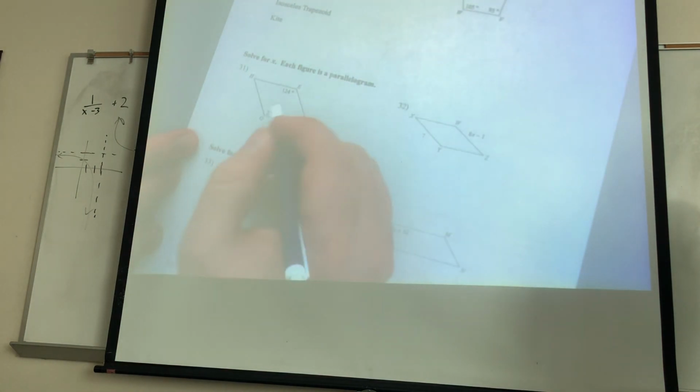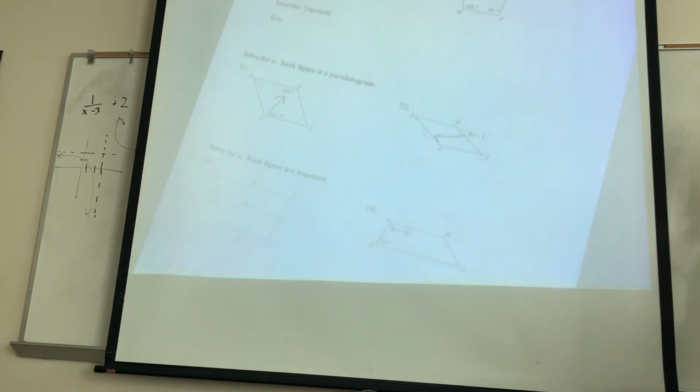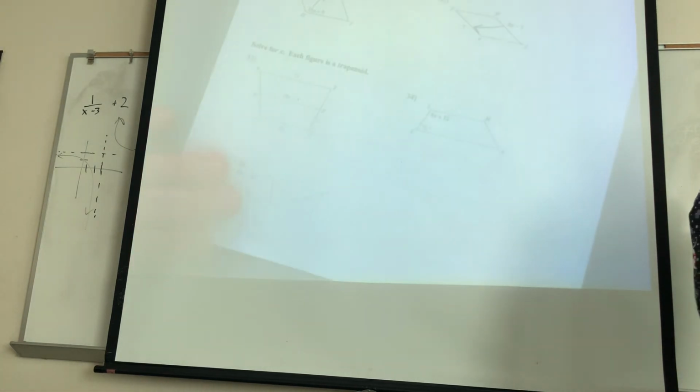On this, it's a parallelogram. Those opposite ones are equal. The opposite sides are equal. If they're consecutive angles, they're going to add together to make 180.